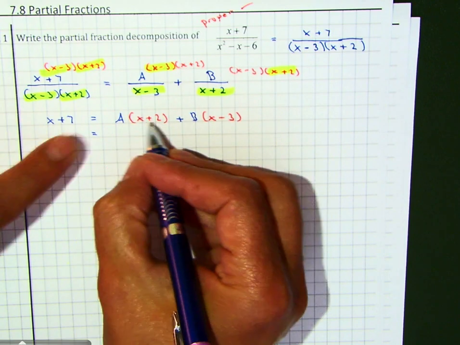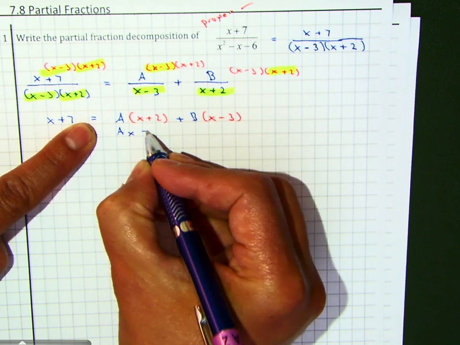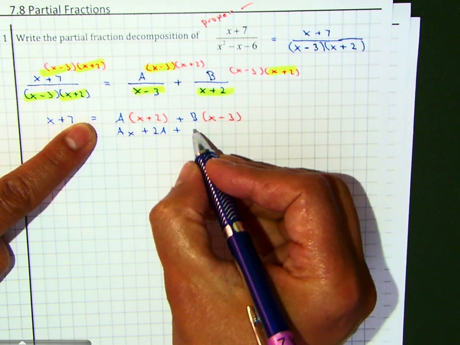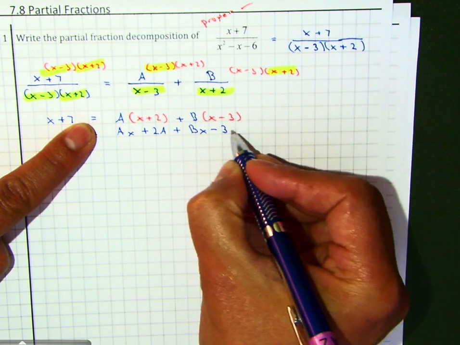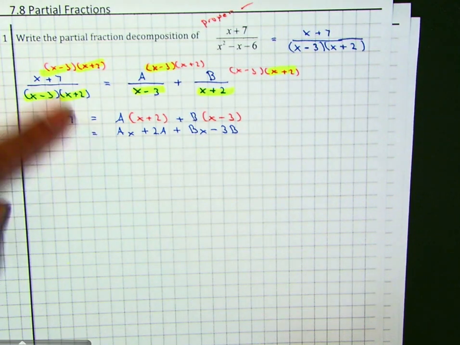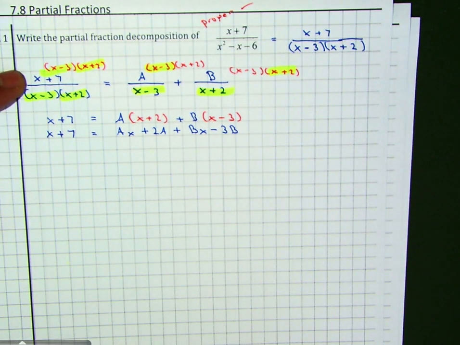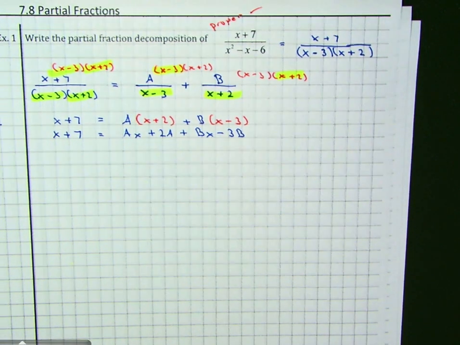I'm just going to simplify this. A times x will be ax. A times 2 will give me 2a. B times x will give me bx. B times negative 3 will give me negative 3b. And I have my x plus 7 on the left. Now I can move things left and right, but that's not going to help me in this process.